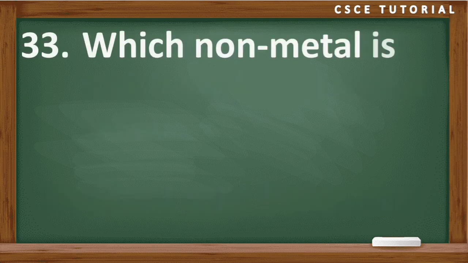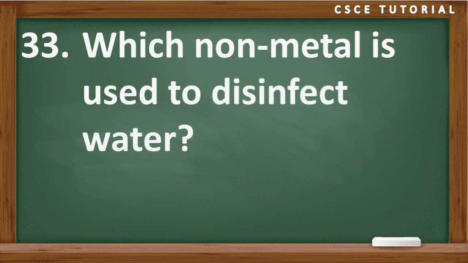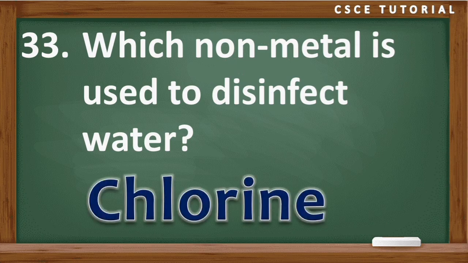33. Which non-metal is used to disinfect water? कौन सा non-metal जो है वो water को disinfect करने के लिए यूज किया जाता है? Its answer is chlorine. Chlorine is used to disinfect water.